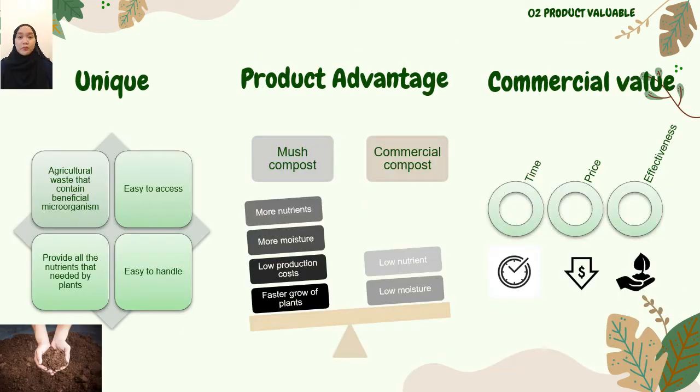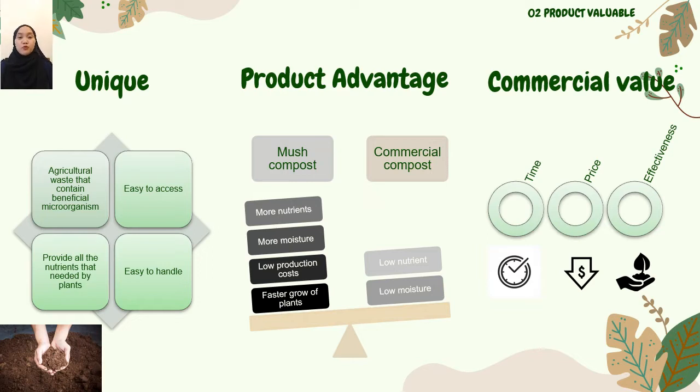For the product value, the unique thing about this project is that Mush-G Compost is agricultural waste that contains beneficial microorganisms. Furthermore, it is easy to access, where all the materials used are waste available in our environment. It also provides all the nutrients needed by plants. And lastly, it is easy to handle because it is just left for some time and the microorganisms do the work. Here is the product advantage, where Mush-G Compost contains more nutrients, more moisture, has low production cost, and gives faster growth of plants compared to commercial compost.